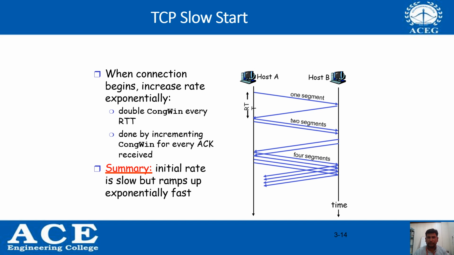So as we mentioned, in slow start we start with one maximum segment when the connection begins, and after every successful acknowledgement, the number of segments transmitted increases exponentially. So one, in the second attempt we have two segments. After getting the acknowledgement, we'll send four segments and so on. So though the initial rate is slow, it ramps up exponentially fast in case of TCP slow start.